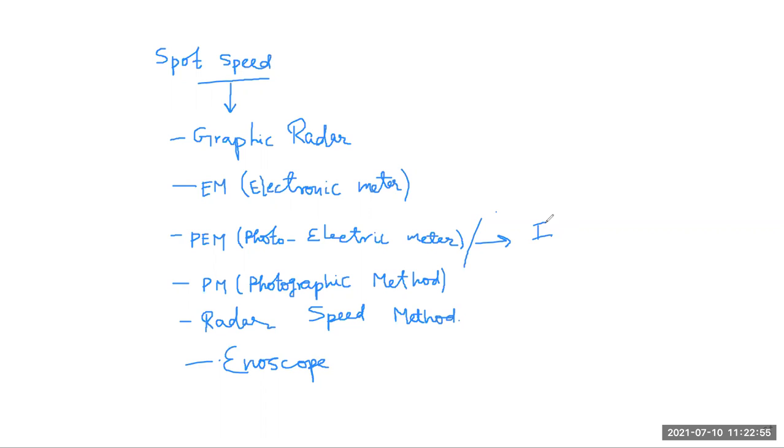So I think this is clear. We install a radar at a particular section of road where we have to check the spot speed of vehicles. If any vehicle passes, it gives a signal through this radar, and we calibrate that signal to speed.